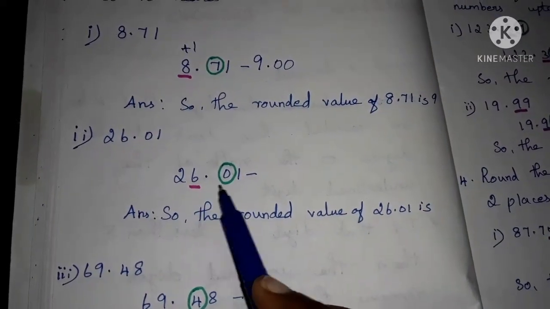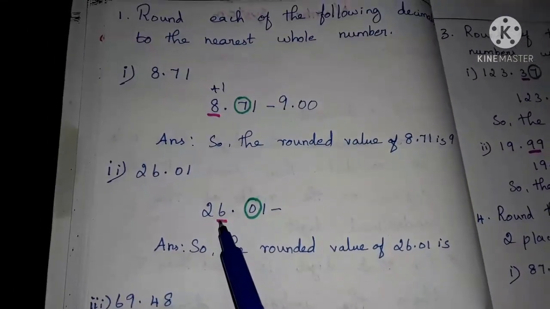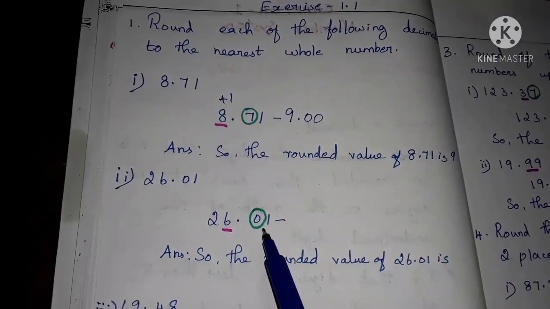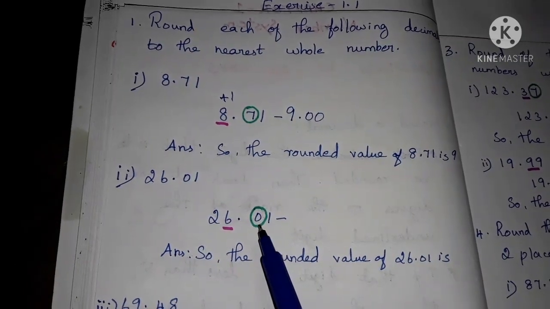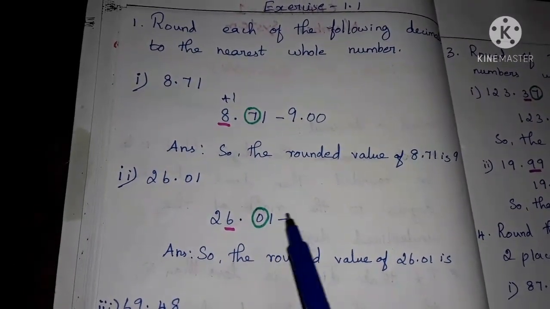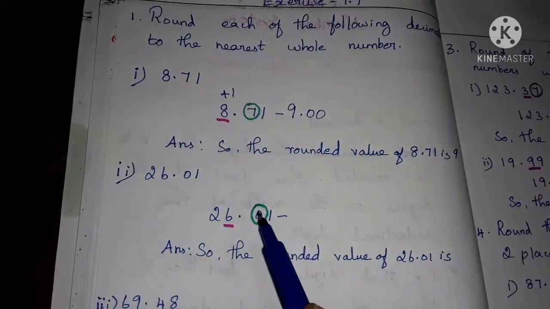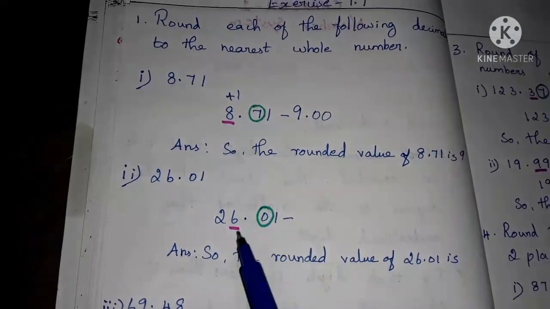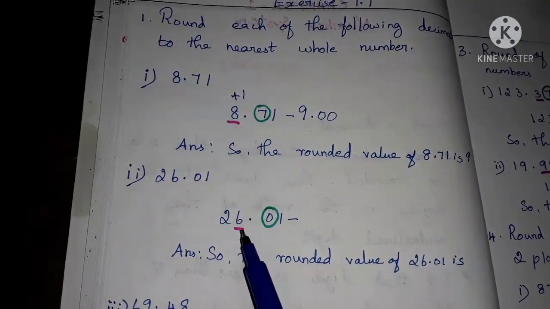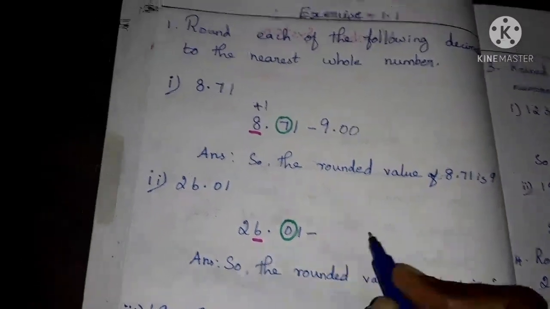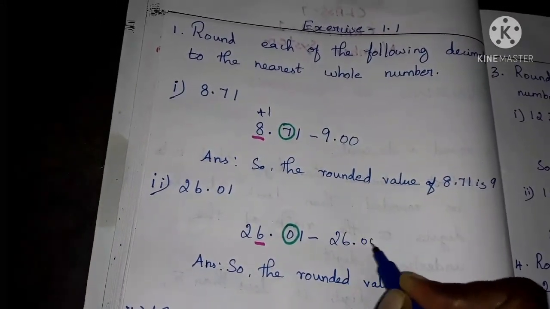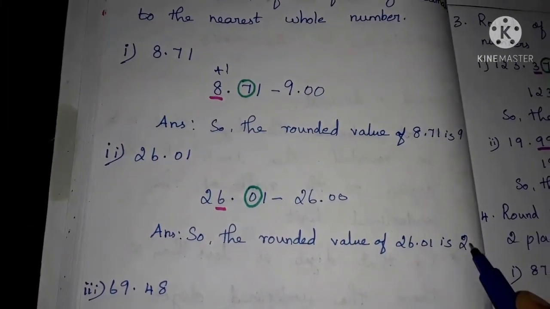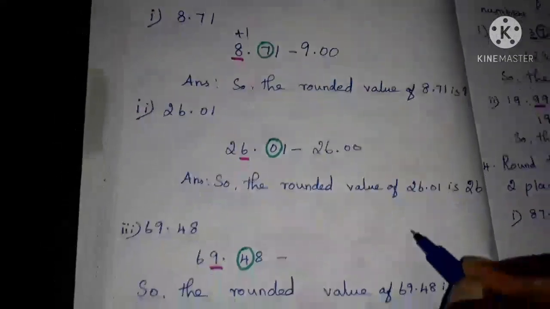Next, 26.01. For 26.01, we have to underline the nearest whole number. So we underline the whole number. Look at the right side. Is it less than 5 or greater than 5? Yes, it is less than 5. Only if it is greater than 5 do we add 1. If it is less than 5, it remains the same. 26.00. So the rounded value of 26.01 is 26.